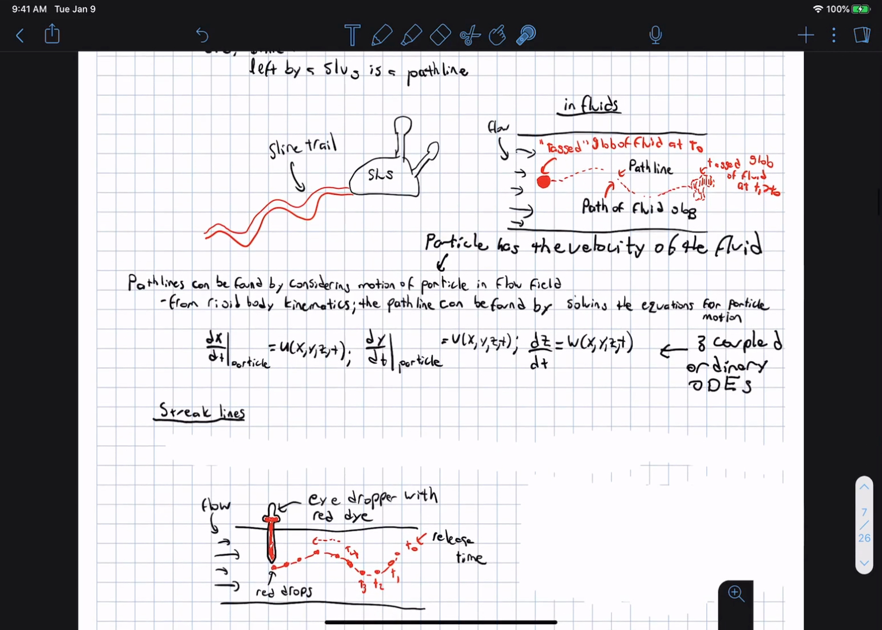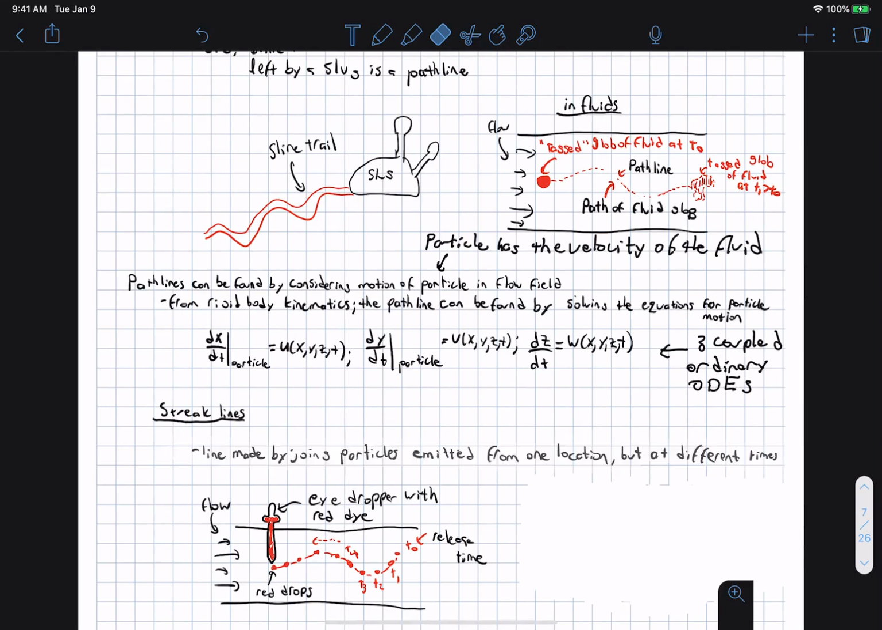a streak line is also a line that is made by considering the motion of a fluid particle like this, but instead of tracking the position of one particle, for a streak line, we make a line by joining particles emitted from one location but at different times.